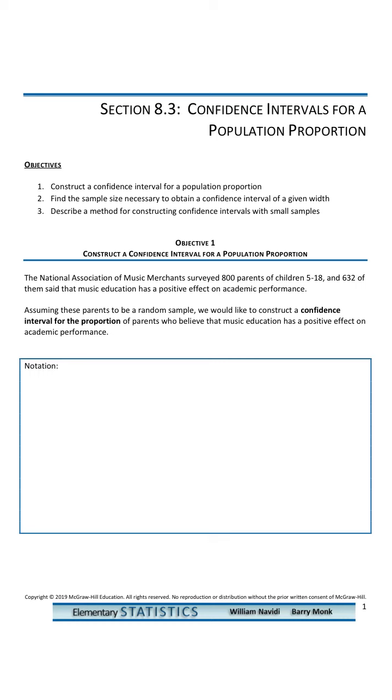I am going to explain how to construct a confidence interval for a population proportion with small samples. Also, how to find the sample size necessary to obtain a confidence interval of a given width. First, let's look at the notation and formulas we need.